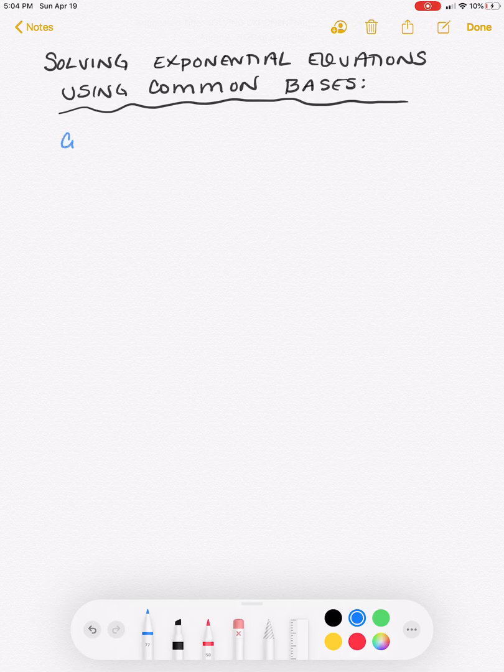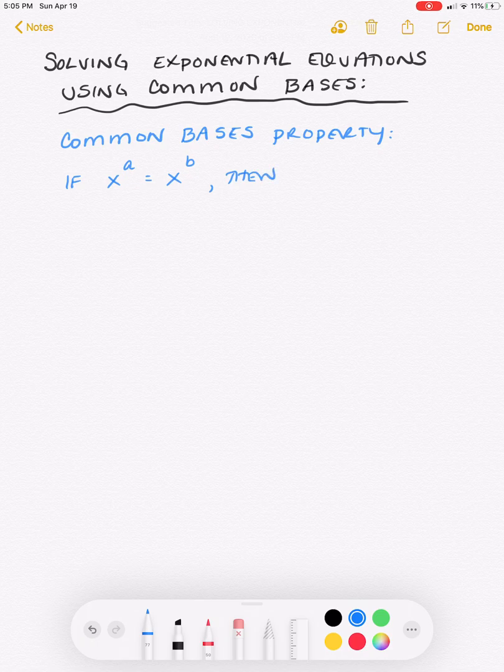So this whole process begins with what's called the common bases property. And I think once I write this down, you're going to actually feel like this looks familiar because we talked about it one day in class. There was a homework problem that was kind of similar to this. What the common bases property says is that if you have x to the a equals x to the b, so we're talking about an exponential where both of the bases are the same, then we can set the exponents equal and go from there.